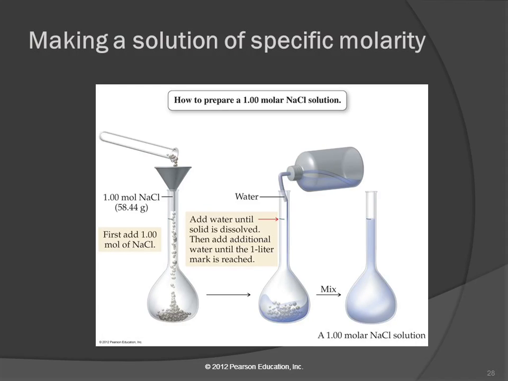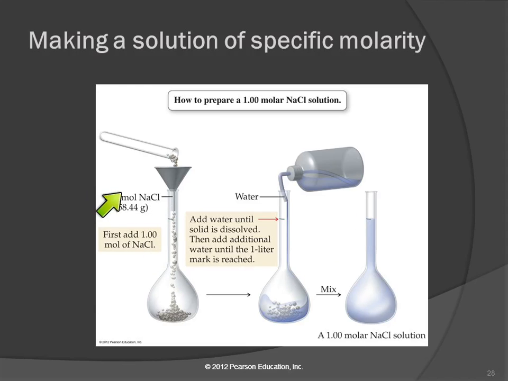When we make a solution of specific molarity, we often use a volumetric flask. This, I believe, is a 1 liter volumetric flask, and it's got a mark on its neck. The shape of this is designed so that we can measure volume more accurately. It's got a long, skinny neck so that a small change in volume will cause a relatively large change in the height of the liquid.